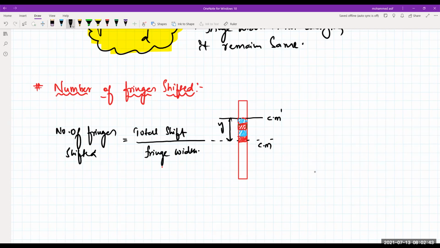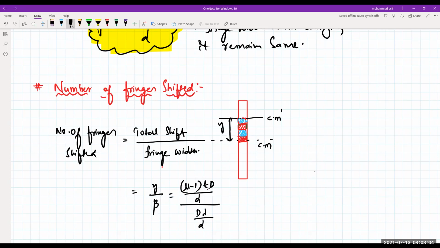Okay, so total shift is how much? Y means what right now for me? Y divided by beta. So what is the y value? Mu minus 1 into thickness into capital D divided by small d. And capital beta is equal to how much? D into lambda divided by small d.